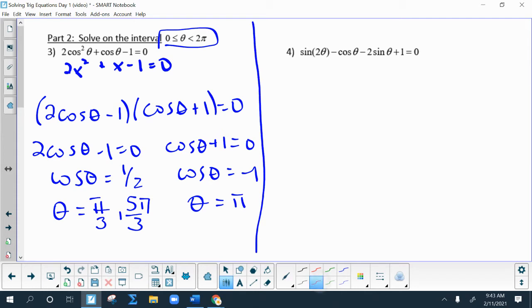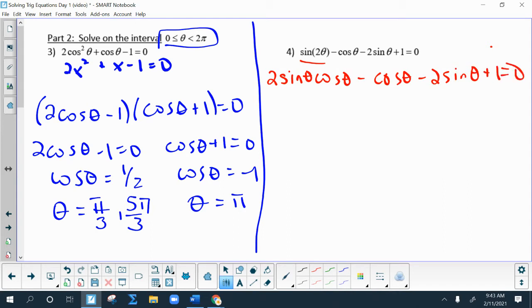All right, the second problem is similar to the second one we just did in the warm-up, except I have to deal with the sine of 2 theta first. So I'm going to use one of my identities here. I'm going to use the identity that sine of 2 theta is equal to 2 sine theta cosine theta. And then I'm going to copy the rest of the problem down.